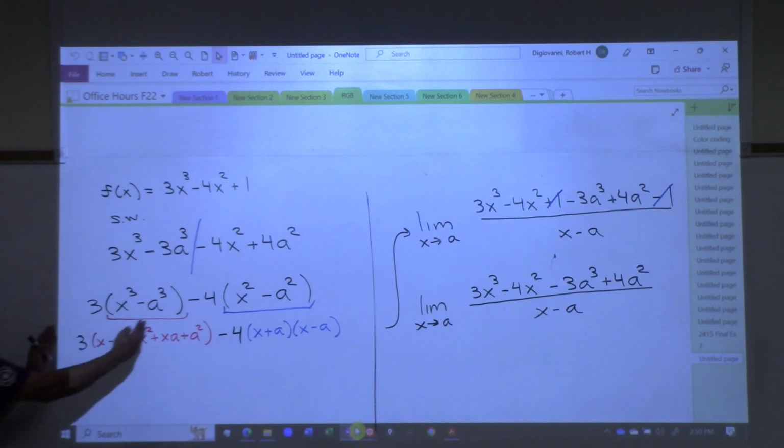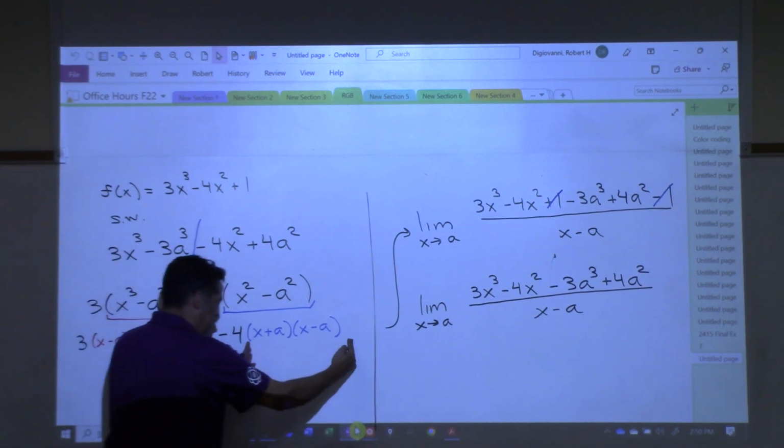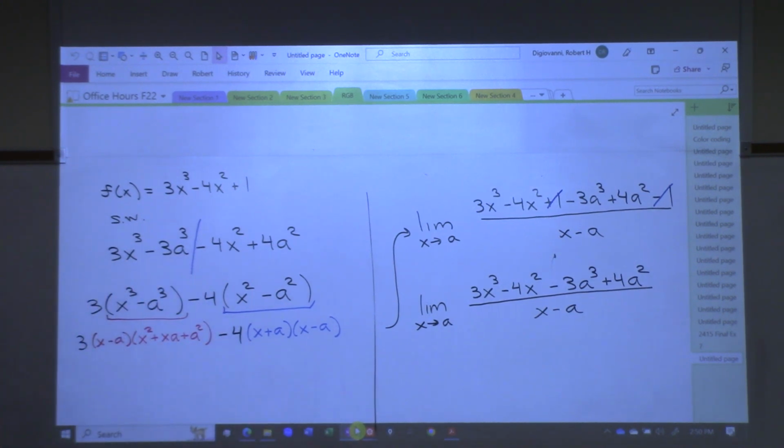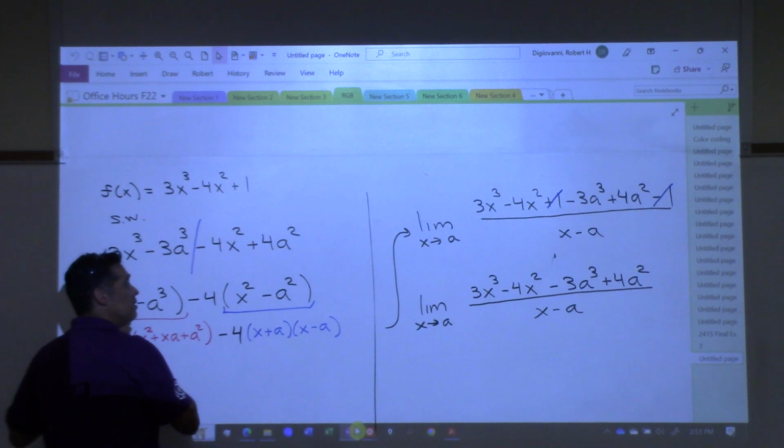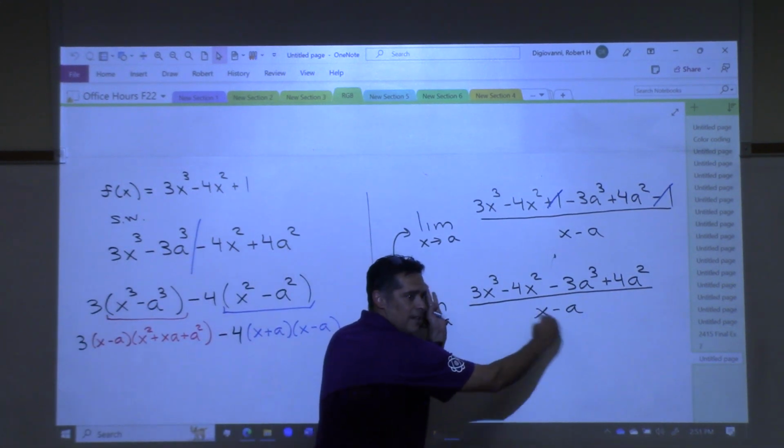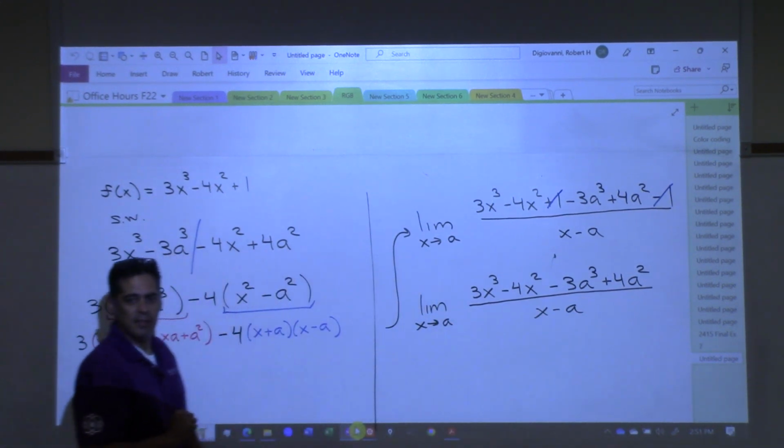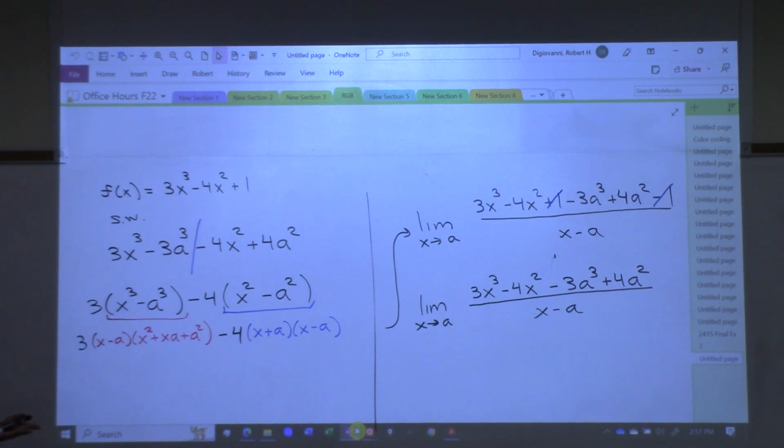All right, looking at this and this, do you all see something in common in both of those? X minus a. And if I pull that out, it's going to cancel with this x minus a, isn't it? Which is what I want, right? So at this point, I'm going to pull out an x minus a.